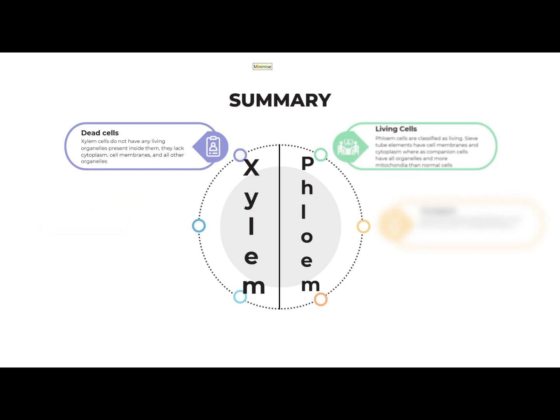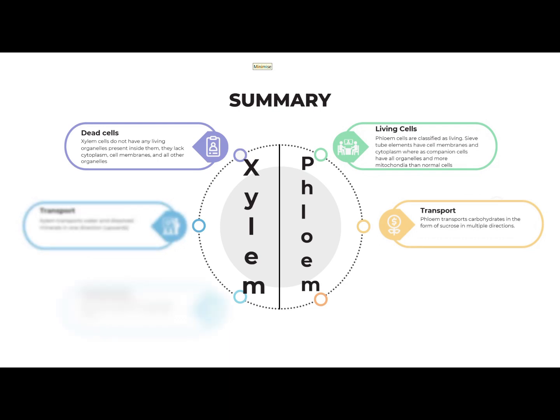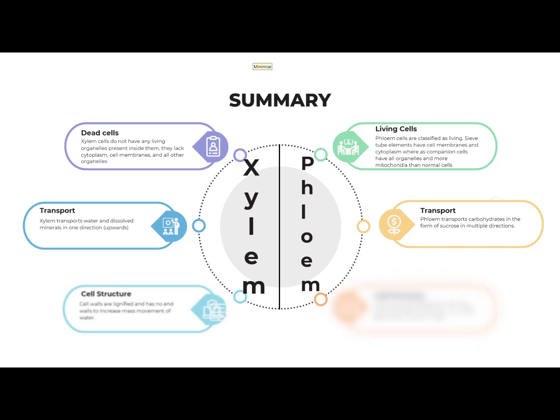sieve tube element. Phloem tissue also transports carbohydrates in the form of sucrose in multiple directions, whereas xylem only transports water and dissolved minerals in one direction, namely upwards. Xylem also has cell walls that are lignified and has no end or cross walls in between the cells, whereas phloem has cross walls in between the cells, but these cross walls are perforated for the multidirectional movement.